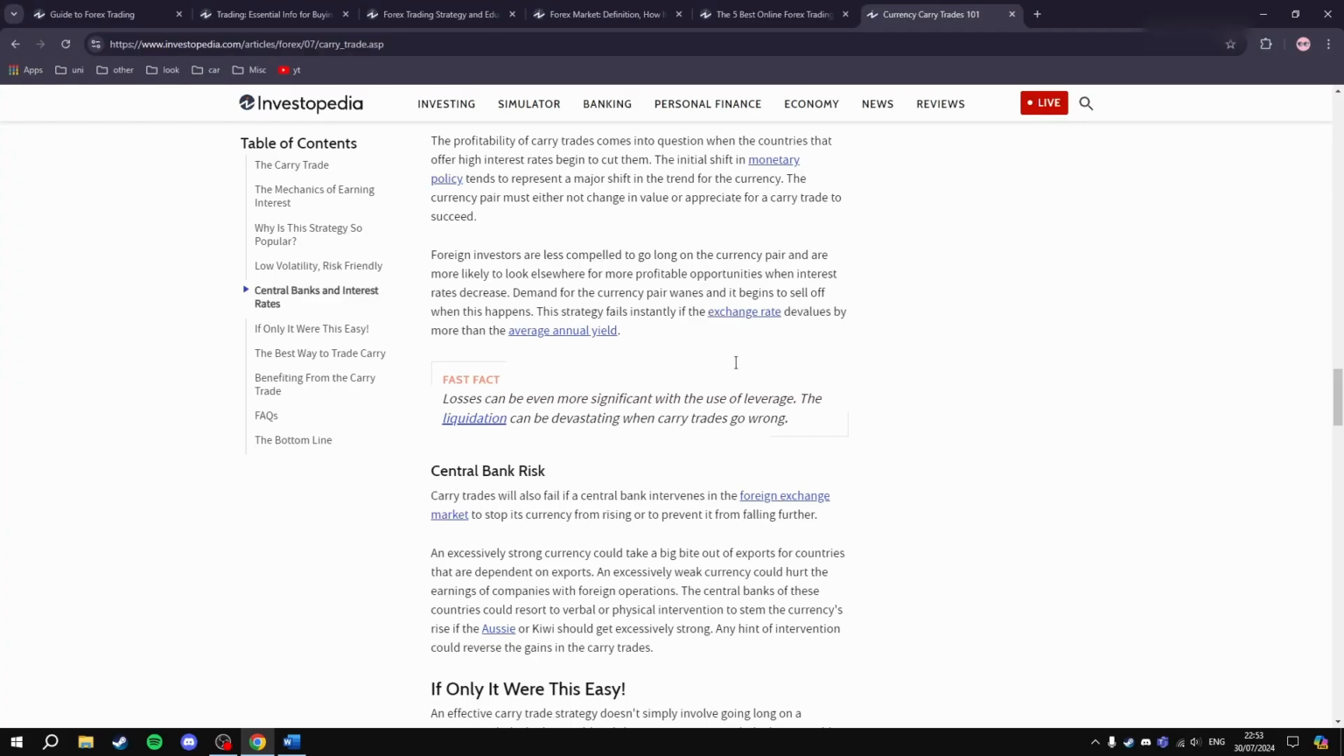Foreign investors are less compelled to go long on a currency pair and are more likely to look elsewhere for more profitable opportunities when interest rates decrease. Demand for a currency pair wanes and it begins to sell off when this happens. This strategy fails instantly if the exchange rate devalues by more than the average annual yield.